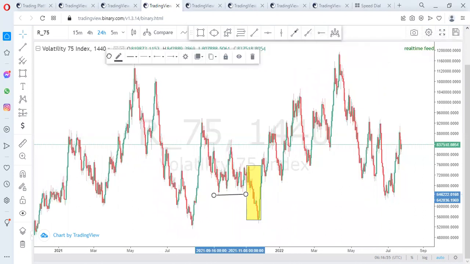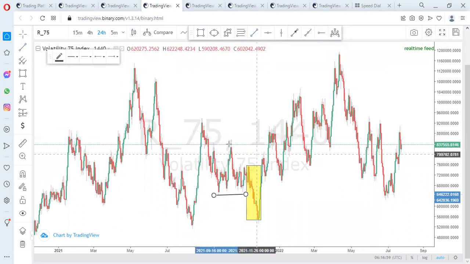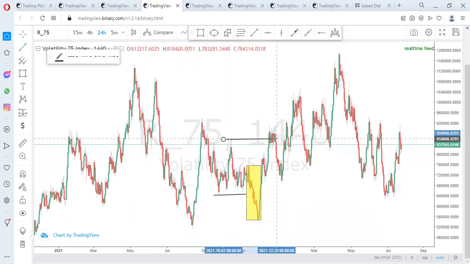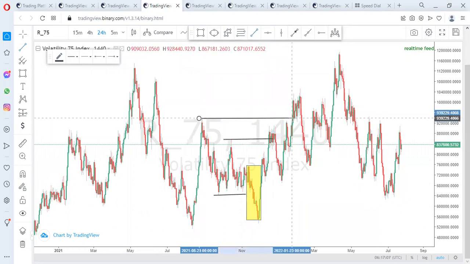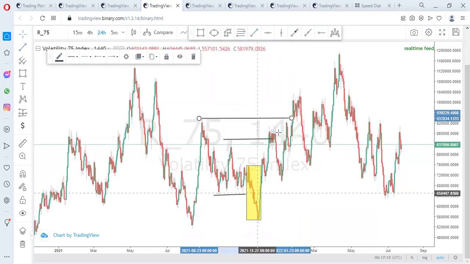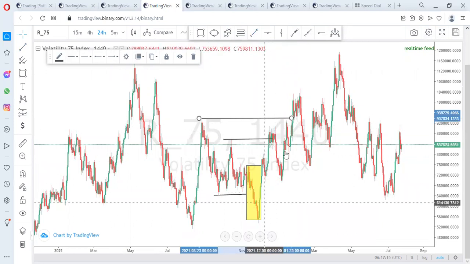Okay, let me put this to one side. That broke this structure. See, we have a break of structure. We have several breaks of structure to this side. This is the last down push on the daily time frame that fueled all these breaks of structure to the upside.